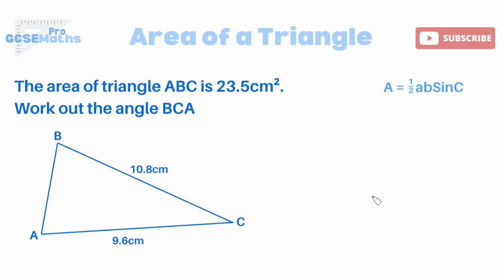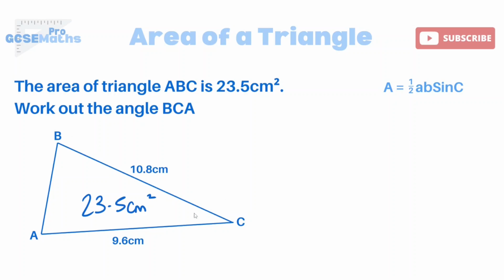Okay, we've got 2 more, but now these are going to be just a little bit more complicated because, as you can see, the actual thing is quite straightforward, isn't it? You just substitute it in. So they might try and make it a little bit more complicated. In this case, they've given us the area already. So they've said the area of triangle ABC is 23.5. Work out the angle BCA.